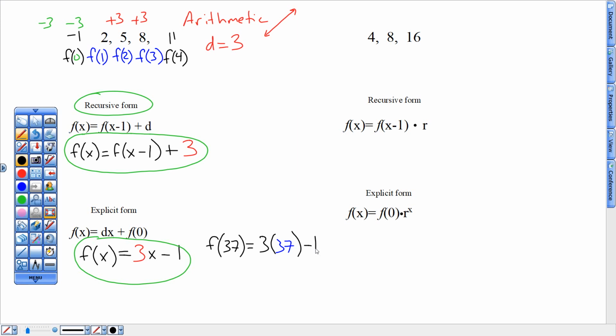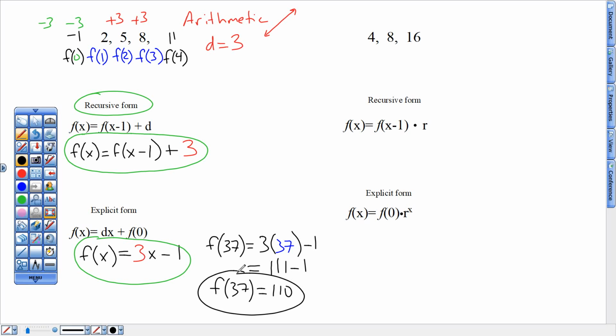the 37th term in the sequence gives me 111 minus 1. So again, the 37th term is 110. And it would be pointless to keep going all the way to the 5th one, 6th one, 7th one, all the way to the 37th term. No, when you're jumping ahead, use the explicit form. When you're just going one term after the other, use the recursive form.